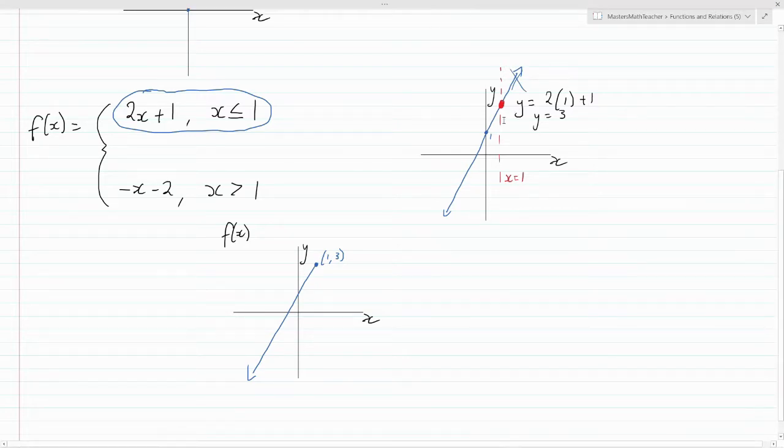Right, let's look at the next part of this graph. So again, pull up a graph to visualize it first. Now let's understand what the green graph looks like. So it's negative x take 2. So our y-intercept is negative 2. It's a negative gradient, so it's going down. So it's going to look something like this.